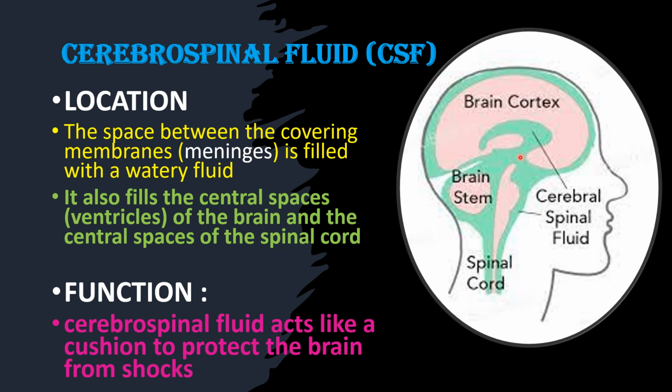It also fills the central spaces of the brain and the central spaces of the spinal cord. Here you can see the central spaces of the brain, which we call the ventricles of the brain, and the central spaces of the spinal cord. This is the location of cerebrospinal fluid. All of you know that cerebrospinal fluid is a non-circulating fluid. We already learned that in the circulatory system, right? Cerebrospinal fluid is an example of a non-circulating fluid.